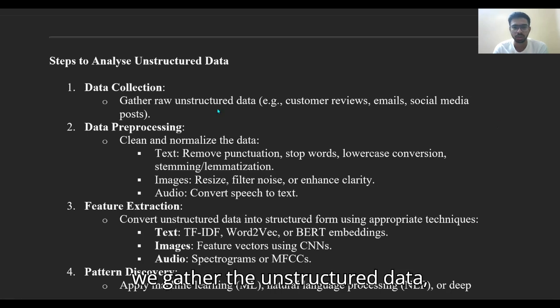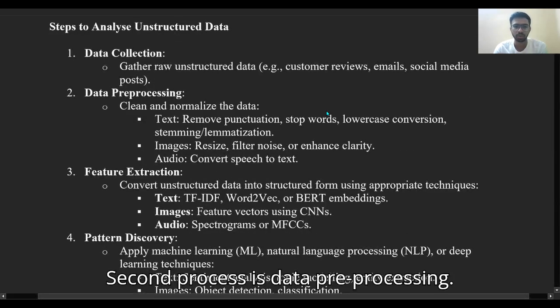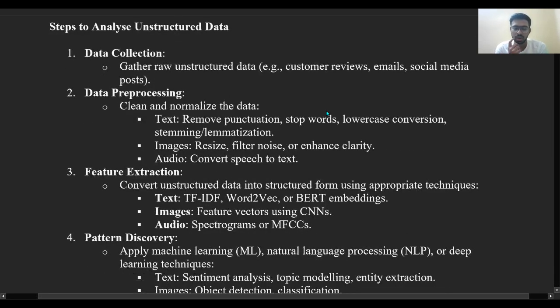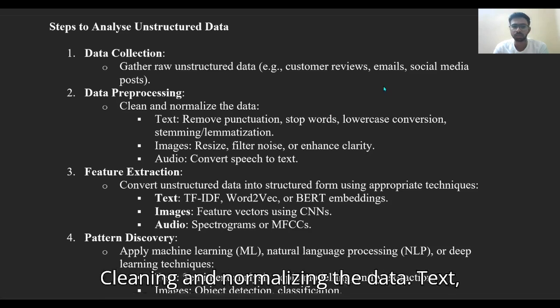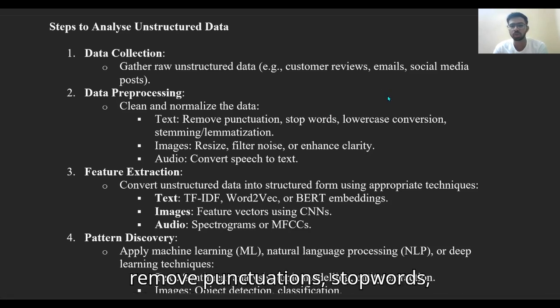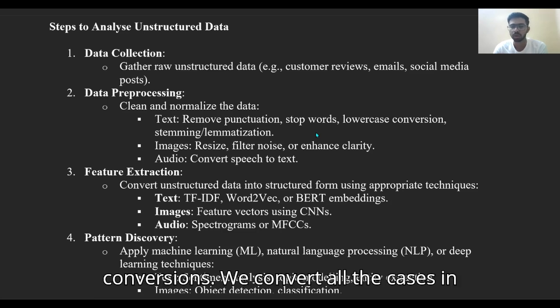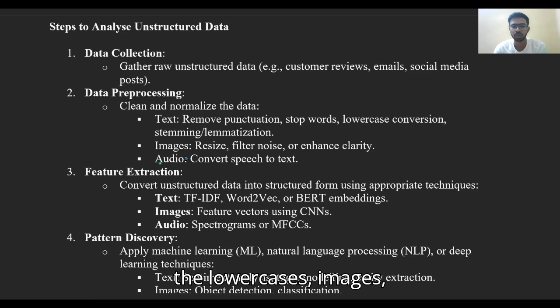So here we gather the unstructured data, like customer reviews, emails, social media posts, etc. The second process is pre-processing, cleaning and normalizing the data. For text: remove punctuations, stop words, lowercase conversions, lemmatizing and stemming. Here we remove the punctuations from the text, stop words, and do lowercase conversions. We convert all the cases to lower case.